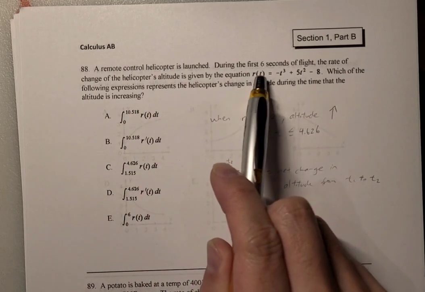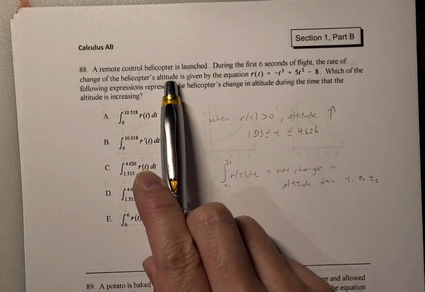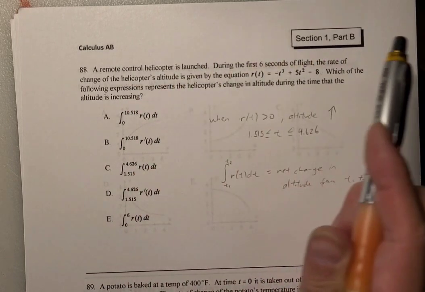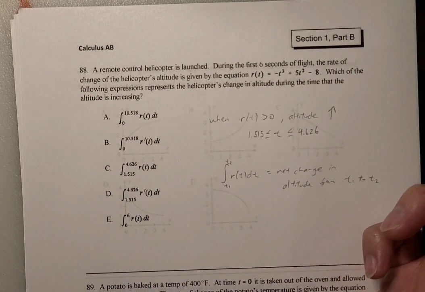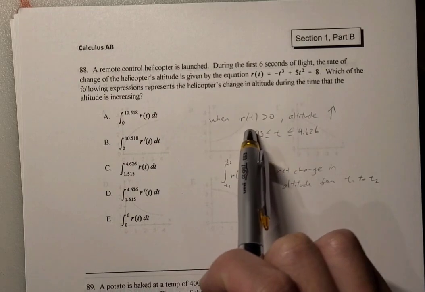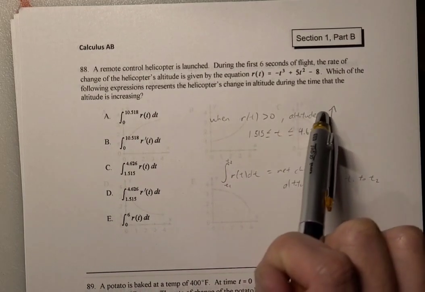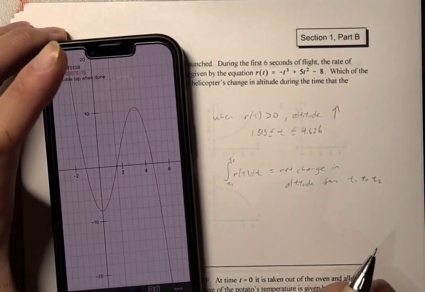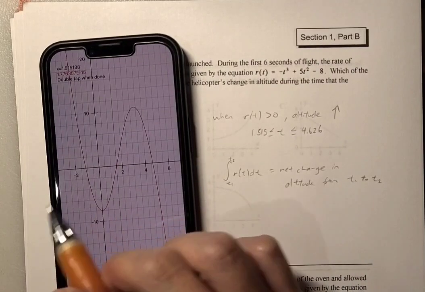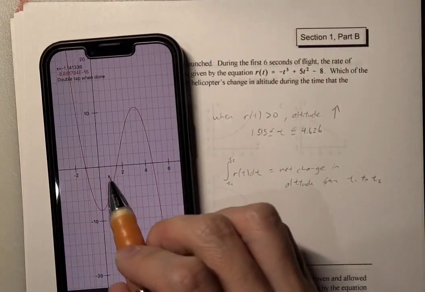This is the rate of change of the helicopter's altitude. So if the rate of change is positive, that means the altitude is increasing. Okay, so we want when r of t, the rate of change, is positive, as I just said here. I wrote it in words. So let's graph this, and I already have it here. It's positive. By the way, we don't care when t is less than 0 because that's negative time, so we're going to look only when t is greater than 0.